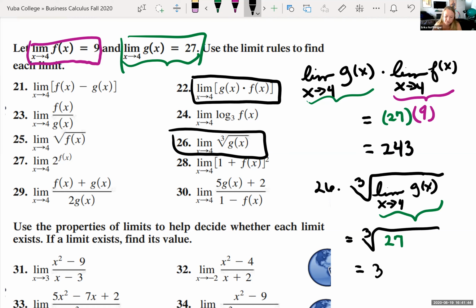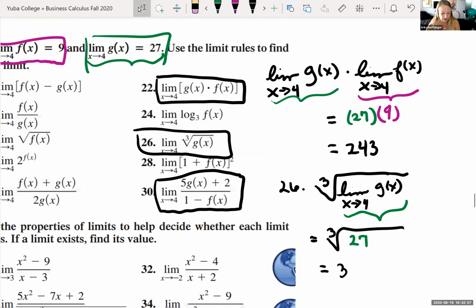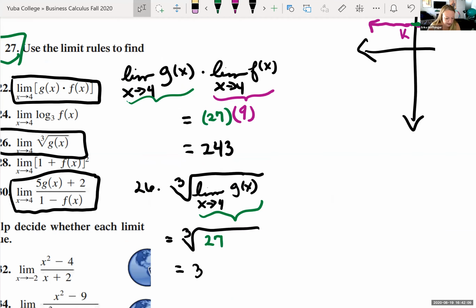Okay, one more. So the limit as x approaches 4 of 5 times g of x plus 2 all over 1 minus f of x. Sorry, f of x.